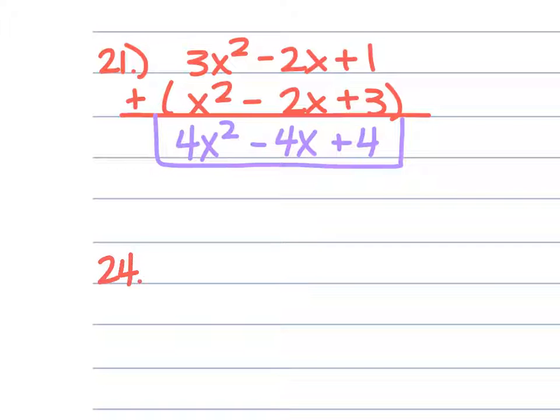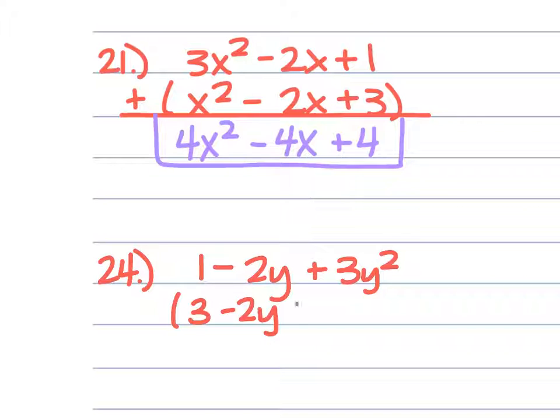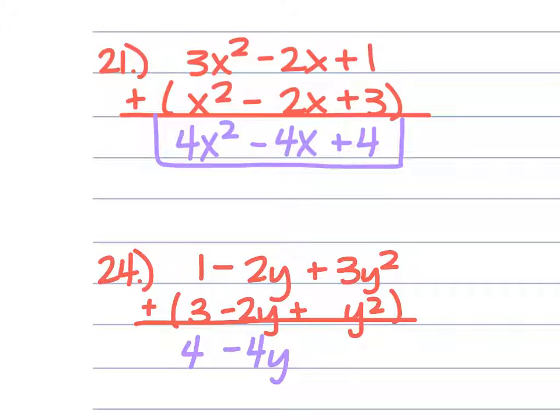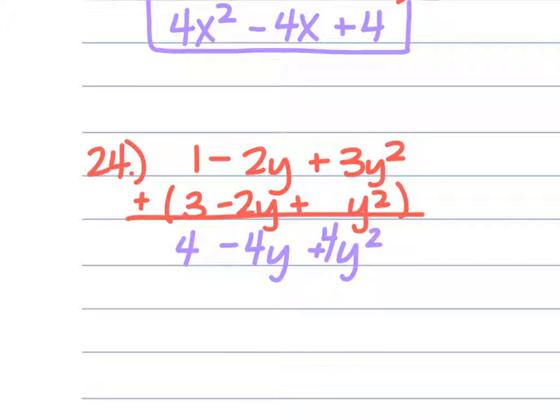For 24, we have 1 minus 2y plus 3y squared, as well as 3 minus 2y plus y squared. So 1 plus 3 is 4. Negative 2y plus negative 2y is a negative 4y. And then the 3y squared plus y squared is a positive 4y squared. Now rewrite this to be in standard form. You're going to have 4y squared minus 4y plus 4.